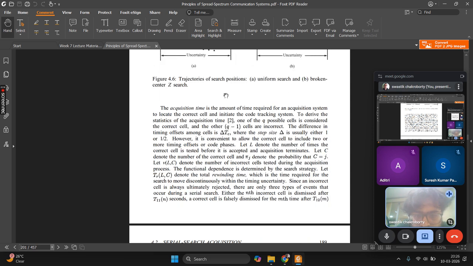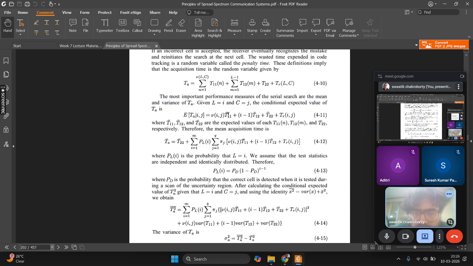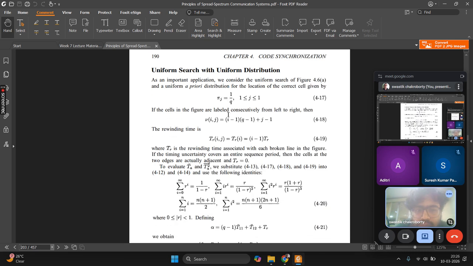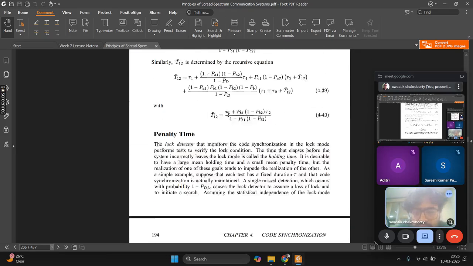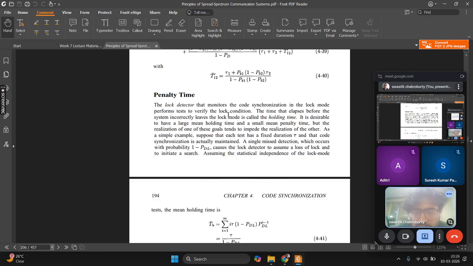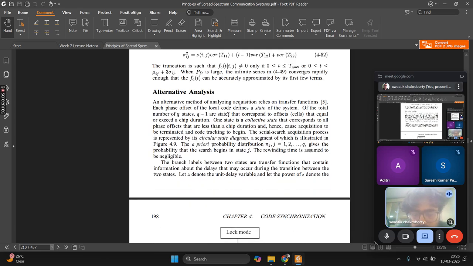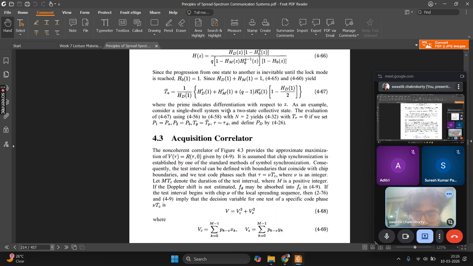The acquisition time is the amount of time required for the acquisition system to locate the correct cell and initiate the code tracking system. So that is the serial search. Then there are other code synchronization techniques also, but we will not be going into that.